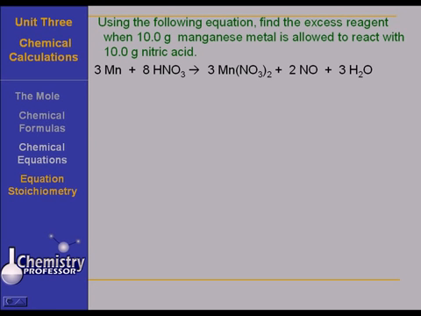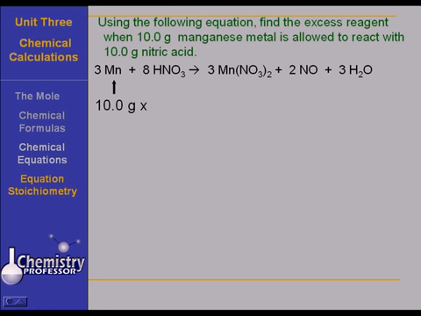Here's another interesting problem that sometimes gives students trouble. We want you to use this equation, the same one we've been using, but we want you to find the excess reagent if 10 grams of manganese metal is allowed to react with 10 grams of nitric acid. Now in this problem you don't have another compound to direct your query to. For example, you aren't taking each one of those reagents and looking for a third one. You're looking for those two with respect to each other. And here's a way to do it.